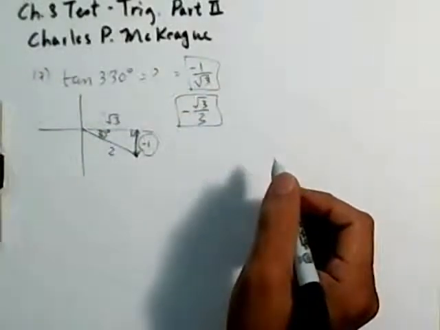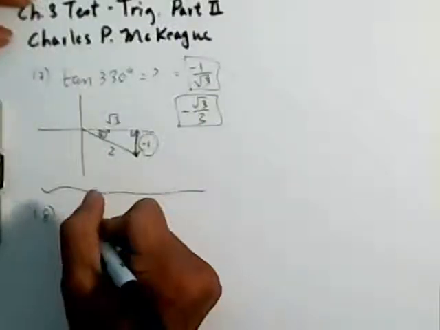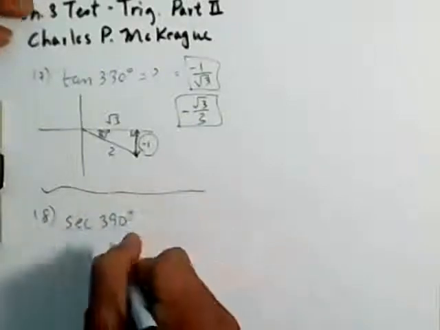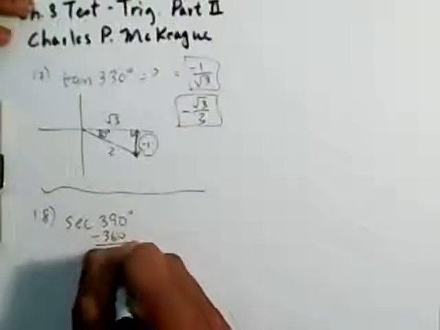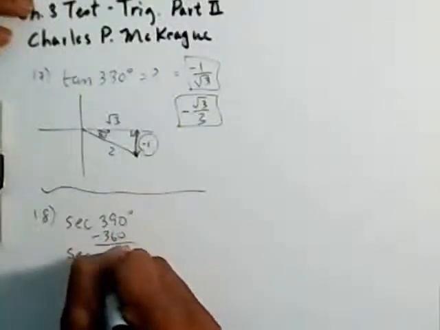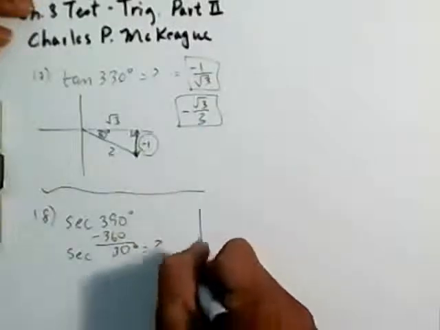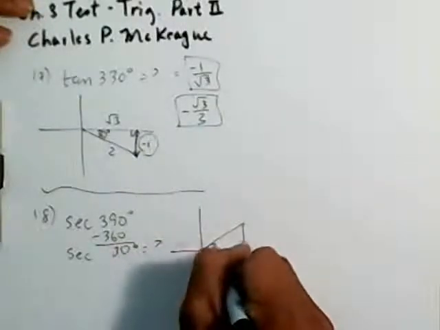Number 18, we'll do number 18 as well. The secant of 390 degrees. That's the same thing as a full circle of 360. Subtract that, you get 30 degrees, and we're going to try to find the secant of 30 degrees. Question mark. We draw it again. It does a full circle, and it goes up 30 degrees.